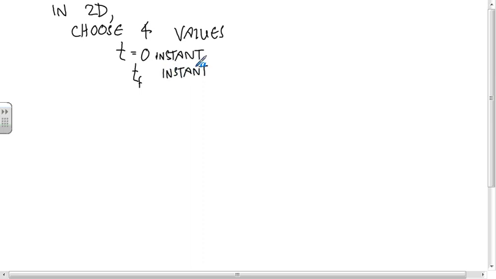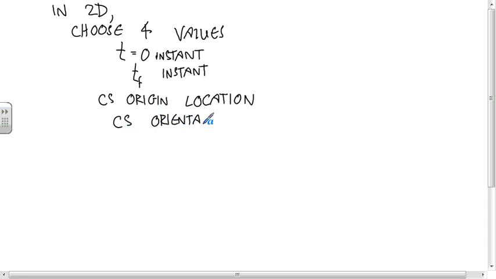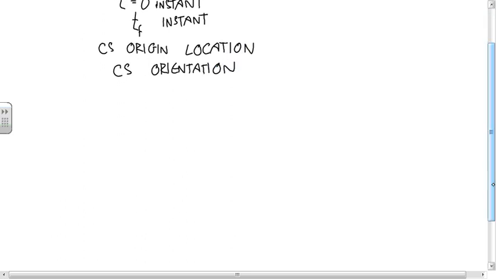And then the equivalent of the location where the position is equal to 0 is now we're going to choose an origin location for the coordinate system. I'll write that as coordinate system origin. And the equivalent of choosing the positive direction is choosing the orientation of the coordinate system. Once you do those four things, 6 equations hold.